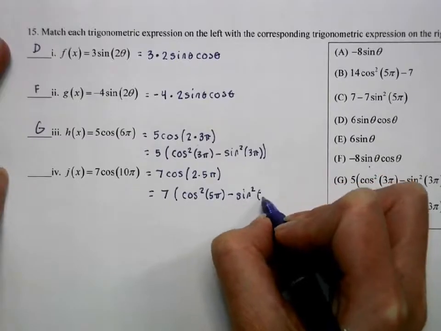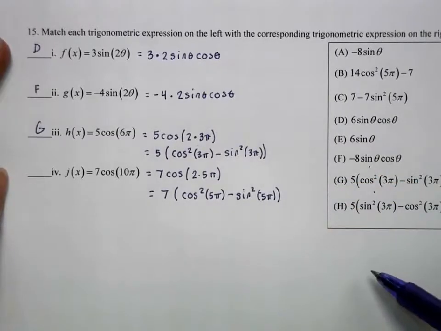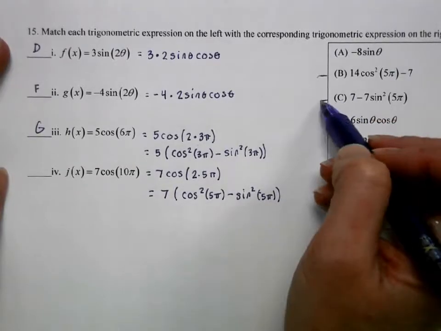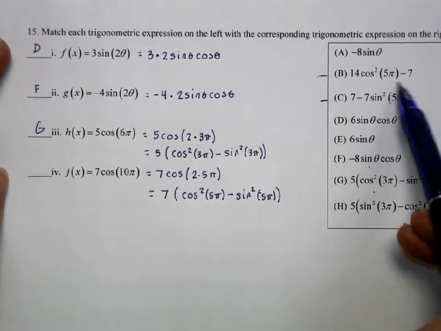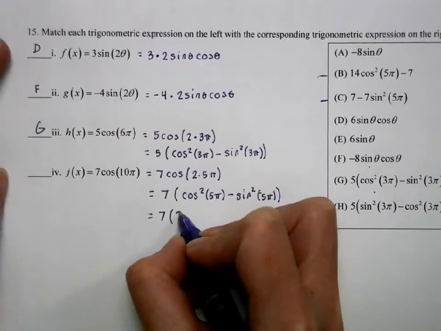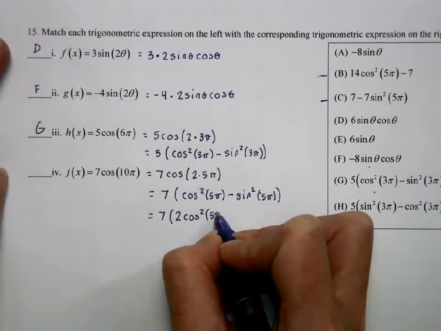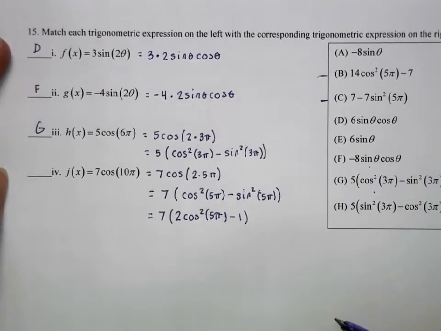Okay, it looks like we're looking between this one and this one. Now I just derived these other ones here. This one, if I use that second version, where instead of cosine squared minus sine squared, it's 2 cosine squared minus 1. Well, then if I distribute through that 7, we're going to get option B.